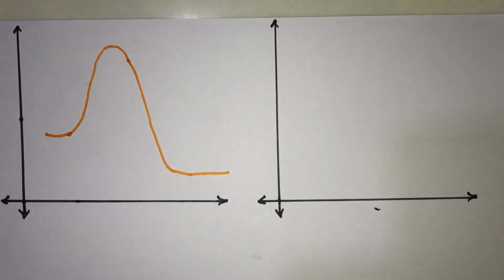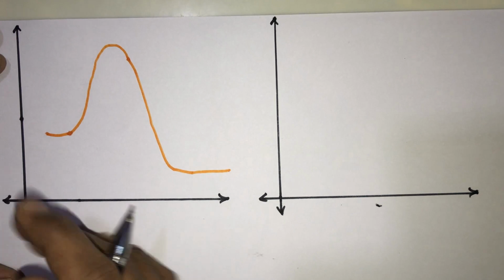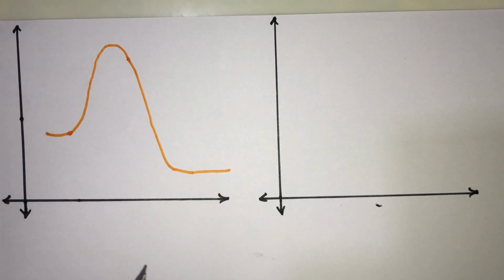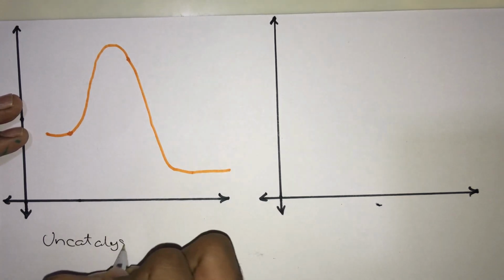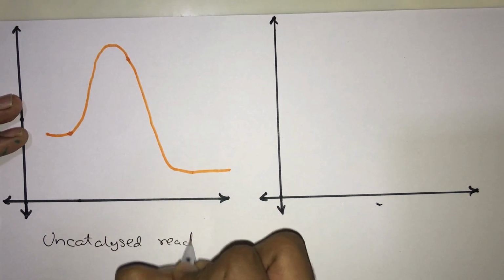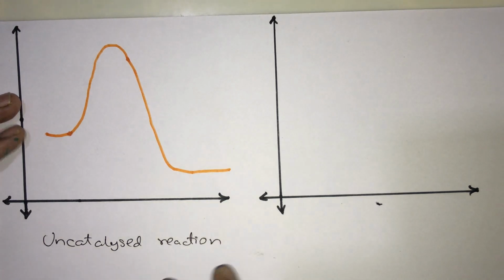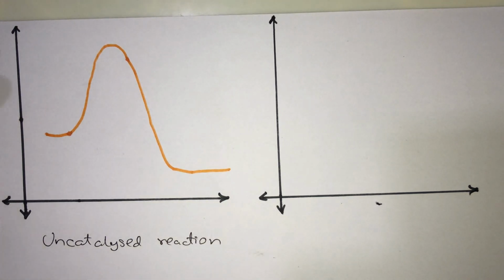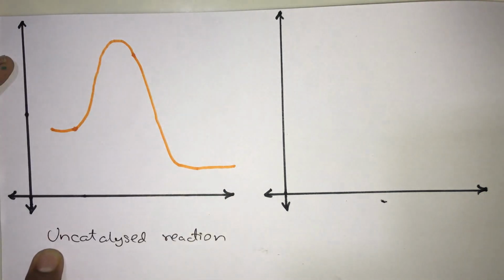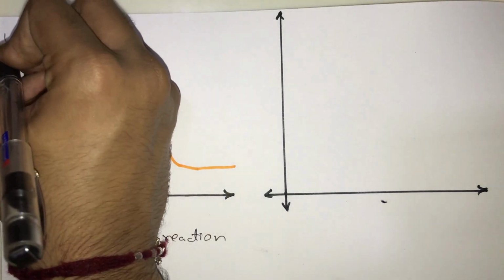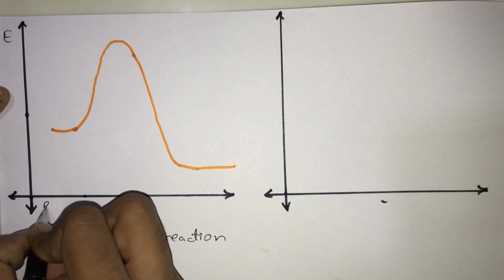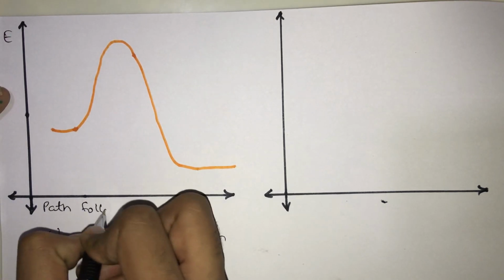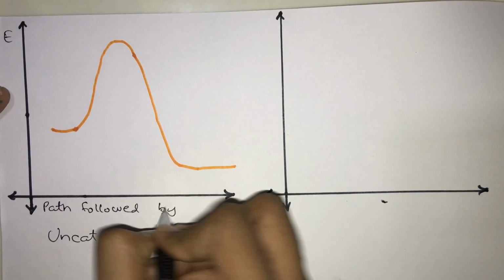Now guys, let us understand the seventh and the most important general characteristic. First of all, we will understand the graph for an uncatalyzed reaction, which means that in the reaction you have not added a catalyst. On the y-axis we are going to have energy E, and on the x-axis we are going to have the path followed by the reaction.